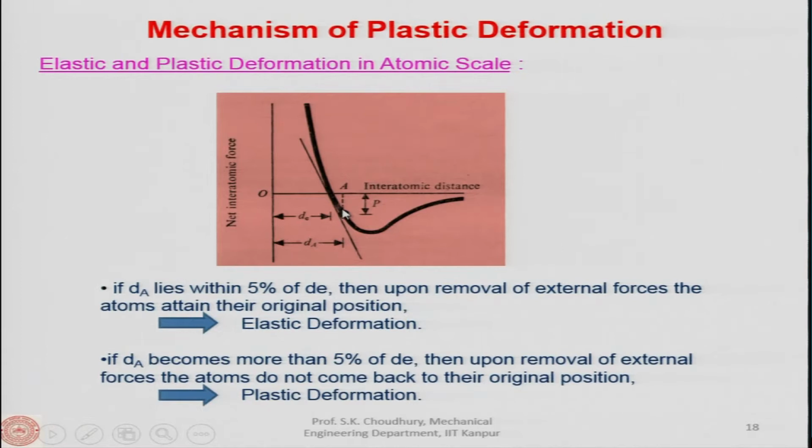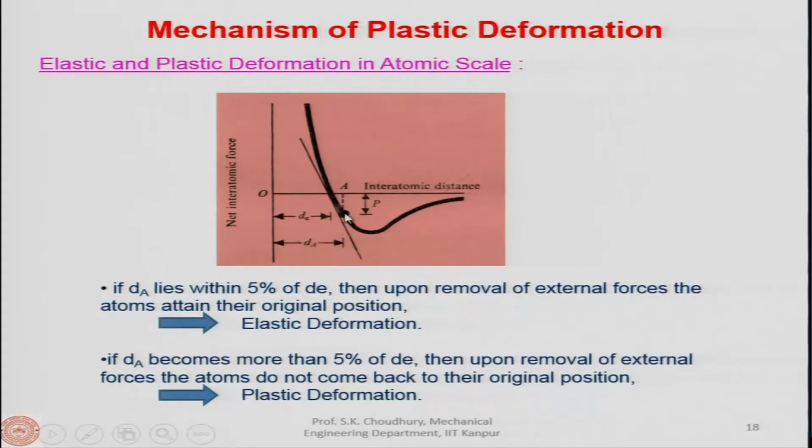then upon removal of the external forces which forced the atom to move from this position to this position, the atoms attain their original position. It will come back to this position. This phenomenon is called elastic deformation, because, as you understand, in the case of elastic deformation it is linear. In that case the force is removed and the material comes back to the initial length or initial position.